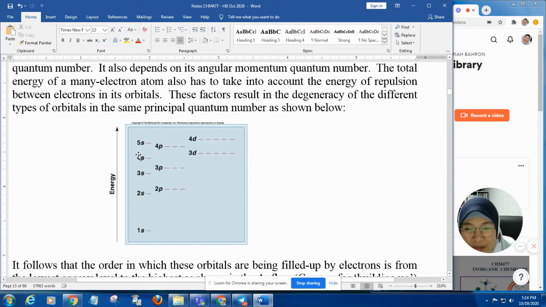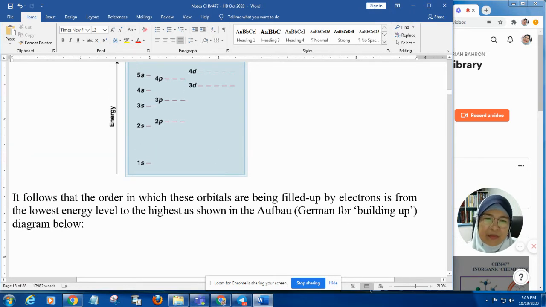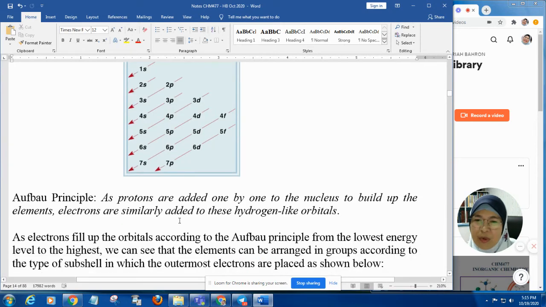And within the same shell, the fourth shell, or n equals 4, 4s is lower than 4p, 4p is lower than 4d, and 5s is lower than 4d. So this is how many-electron atoms arrange the energy levels of the orbitals in the atom. It follows that the order in which these orbitals are filled up by electrons is from the lowest energy to the highest energy, as shown in the Aufbau principle. Aufbau means building up in the German language. So the Aufbau diagram, I'm sure some of you have seen this.